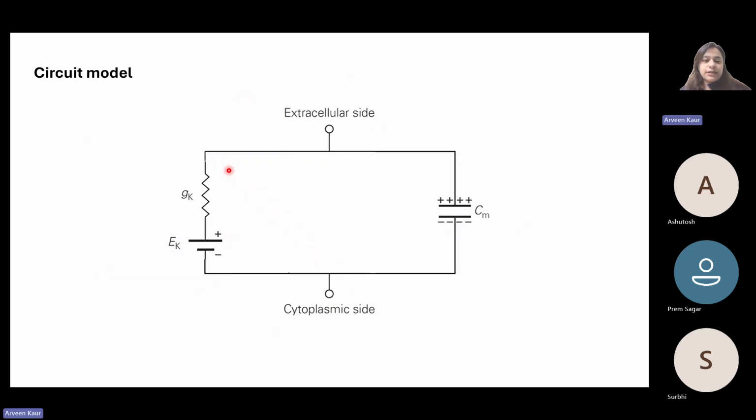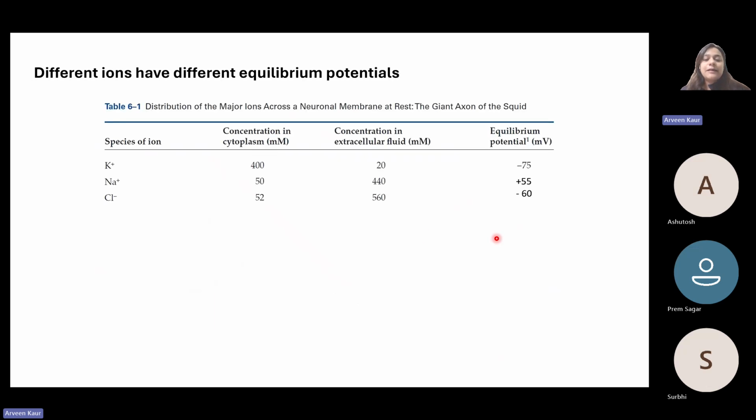If we talk about the circuit model, till now you were looking at this part of it. There is an extracellular side and an intracellular or cytoplasmic side. There is a particular channel for a particular ion, and over here the conductance, or you can write it as resistance also, is given. Over here the conductance of that channel is given, and the potential of that channel is given. And when these components are present, there will also be a capacitance present. We'll come to that in a few minutes.